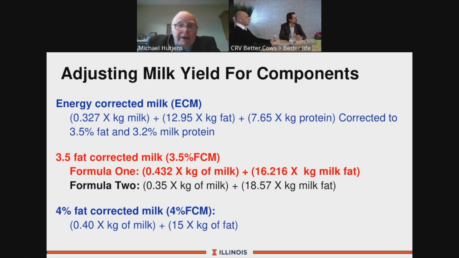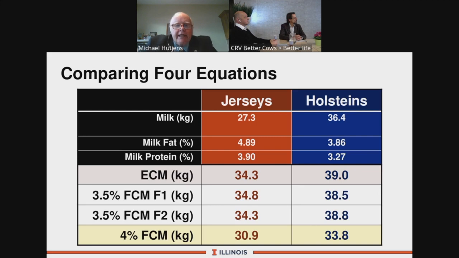The key take-home message is be sure you know which one you're using to compare to my standards, because it will make a difference, as you'll see here in just a minute. And what I did is took Jerseys in the U.S. and Holsteins in the U.S. Their typical milk production levels are listed there. Their components are listed as well. If you want to run those through the formulas, these are the four answers you will see.